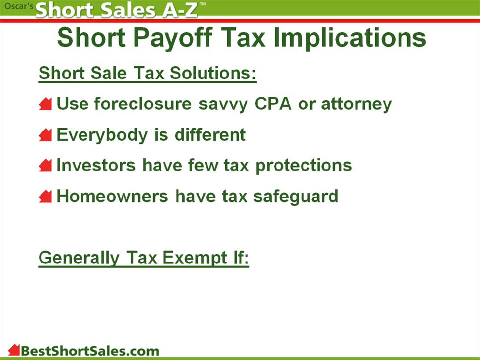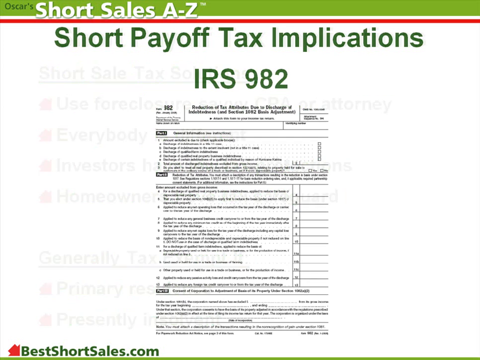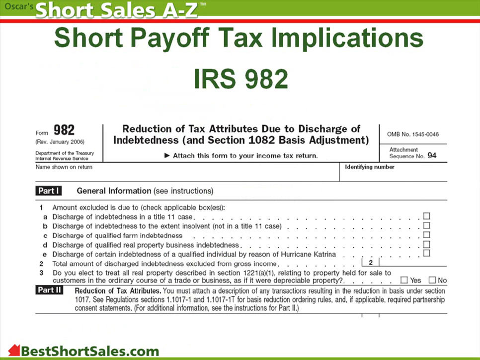Generally speaking, a debtor is tax exempt if the real property sold was a primary residence and the debtor was at the moment insolvent. The IRS form used for this purpose is IRS 982. This form is downloadable from the IRS website. IRS Form 982, Reduction of Tax Attributes Due to Discharge of Indebtedness.